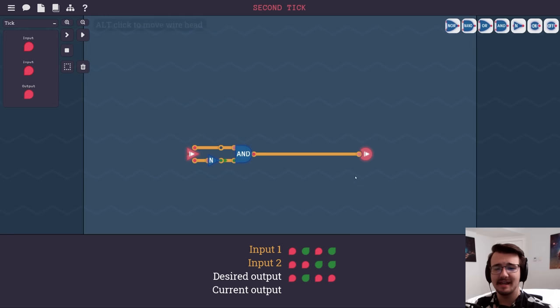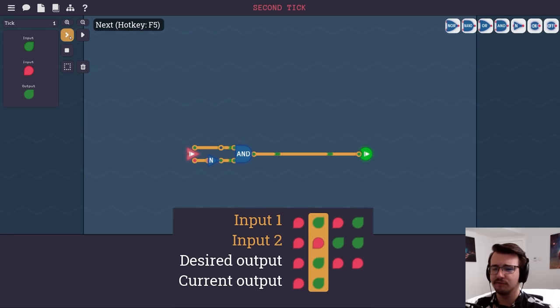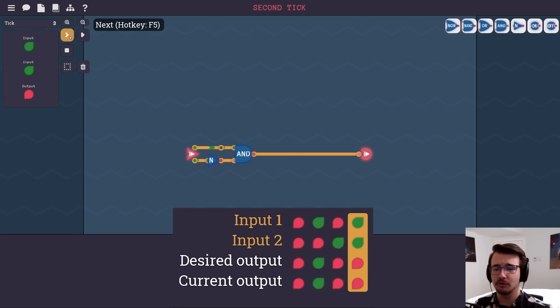And if they're both on, send the signal. And we can check that right now. Doesn't work for both off, does work for first input on, and then doesn't work for the other two.